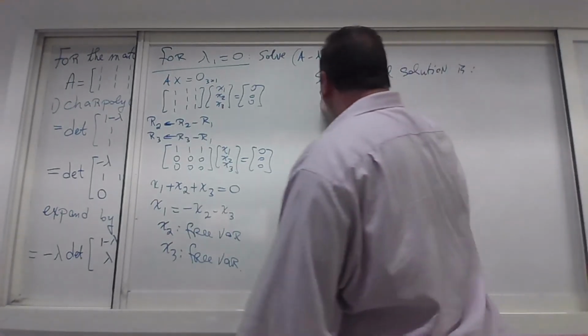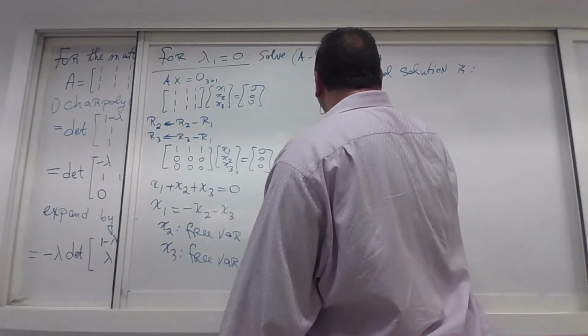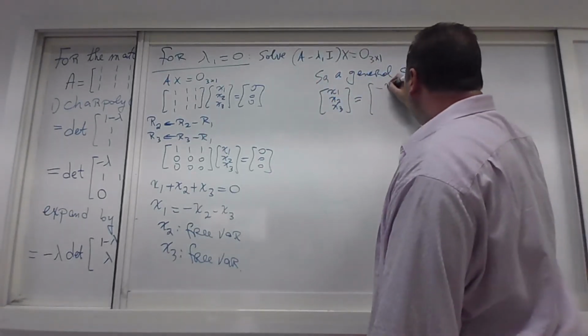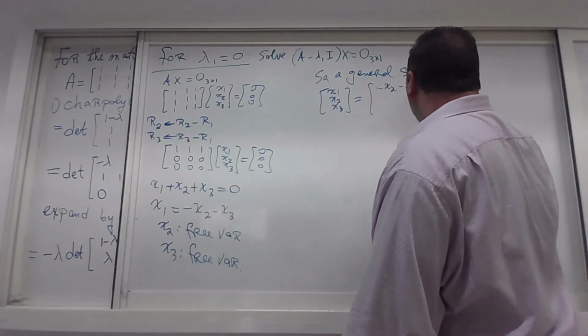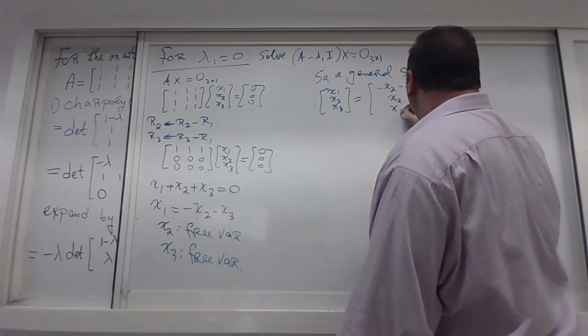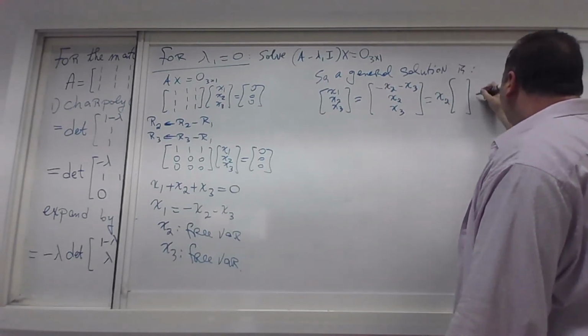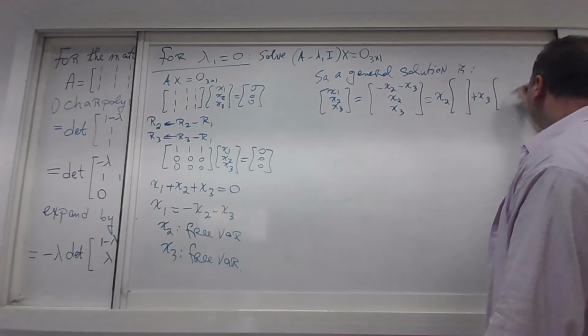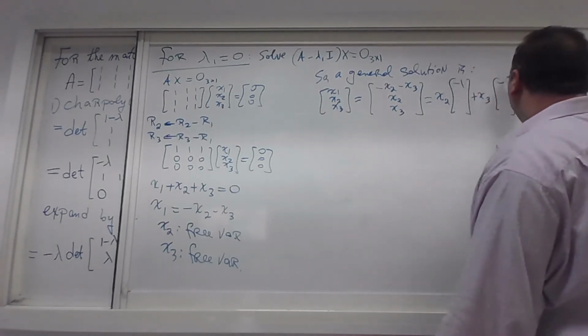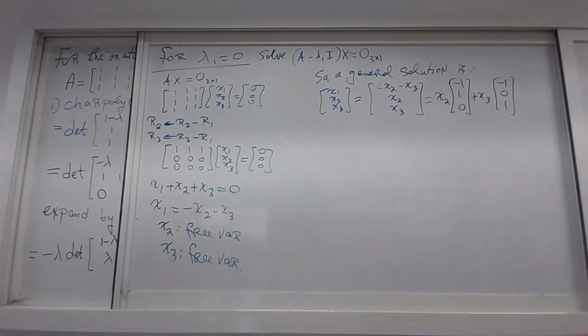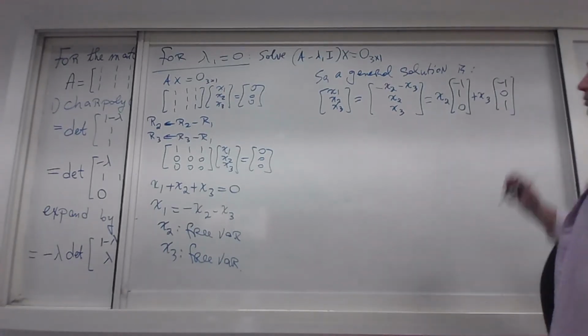So, a general solution is x1, x2, x3. So x1 is negative x2, negative x3. x2 is free, x3 is free. So I factor x2 and I factor x3, three variables. So I have minus 1, 1, 0, and minus 1, 0, 1. So the eigenvectors associated with eigenvalue 0 are these two.